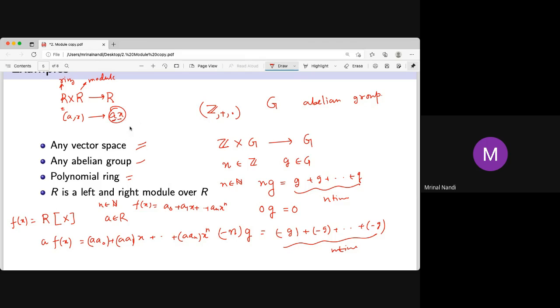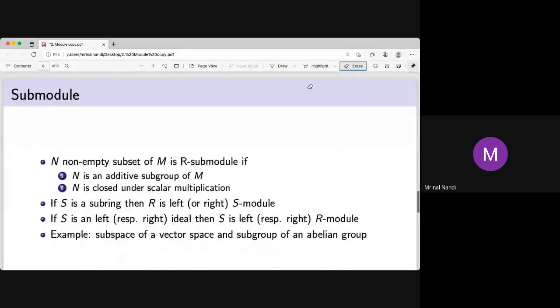Similar for the right module. The same thing will occur. So like F is a vector space over F. A ring itself is a module over that ring.